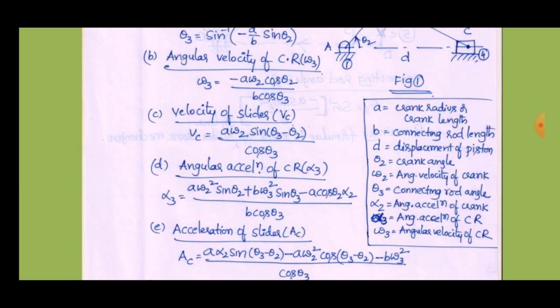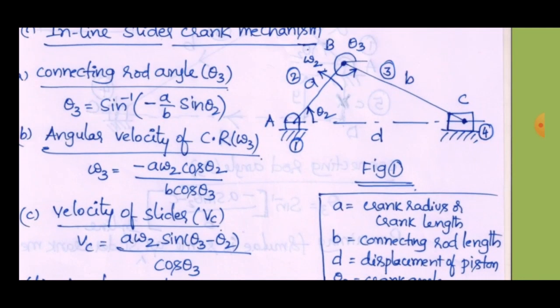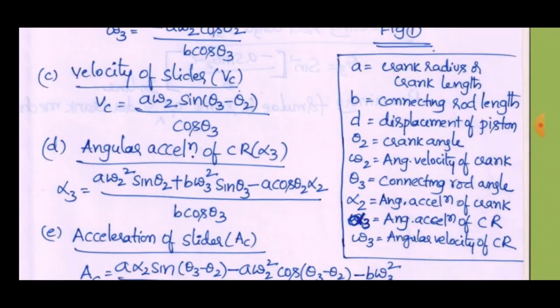what are the notations which we have considered in the derivation? Small a is the crank radius, and small b is the connecting rod length. Small d is the displacement of the slider or displacement of the piston. Theta 2 is the crank angle. If I differentiate theta 2 with respect to time, I will get angular velocity of the crank, that is omega 2.